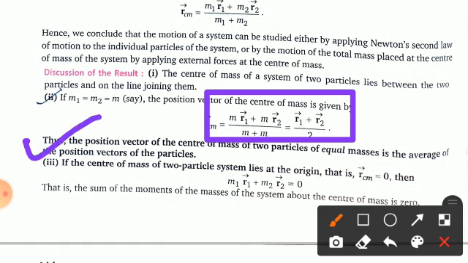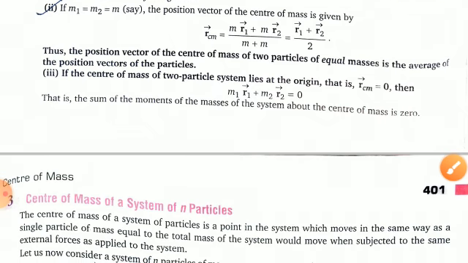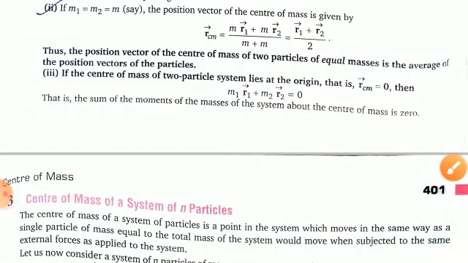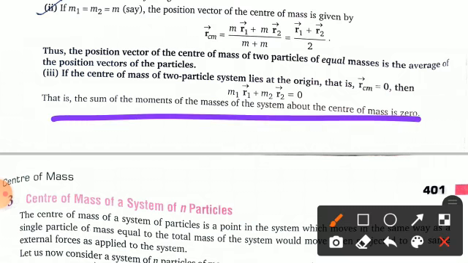Now see the third one. If the center of mass of the two particle system lies at the origin, meaning the position vector comes out to be 0, then what happens? You can see here m1 r1 vector plus m2 r2 vector is equal to 0. Fine. So the sum of the moments of the masses of the system about the center is 0. You can see from this relation. Clear? If the position vector is 0, then the sum of moments of the masses of the system about the center of mass is 0.